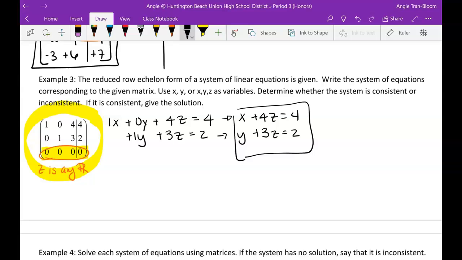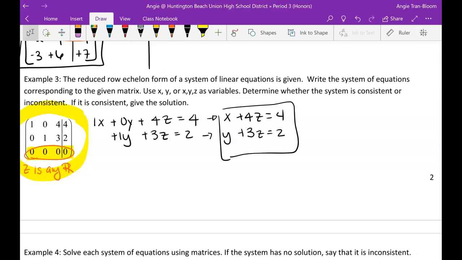Well, you have two equations, two systems, right? I want to solve for it. So to solve for it, I'm going to solve for, let's say, x. X equals, okay, here we go. I'm going to move the 4z, so 4 minus 4z. I'm also going to solve for y. Y equals 2 minus 3z. Now, because the last row is all 0, that means we can choose our z.